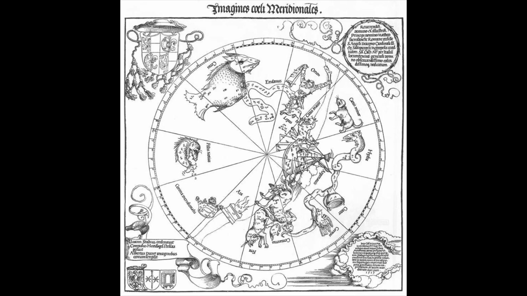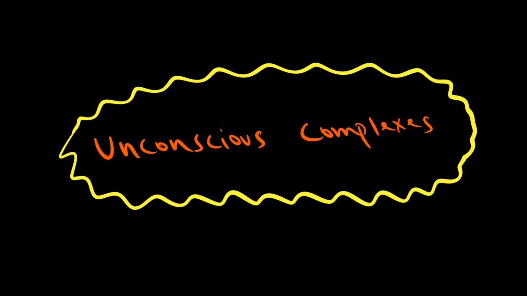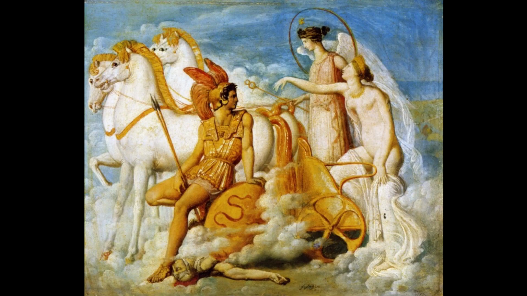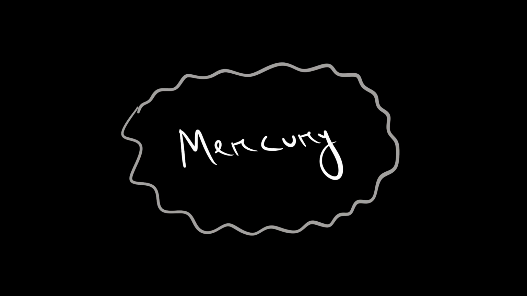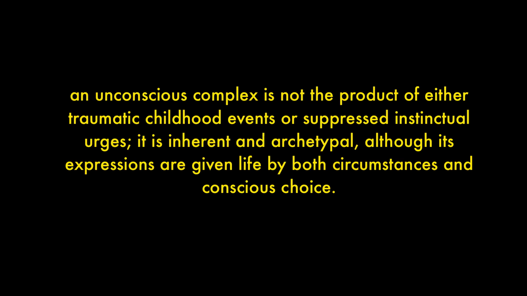Carl Jung also expressed his understanding that planetary configurations, the planetary gods, in dynamic relationship to each other, symbolize unconscious complexes, which are expressed imaginally through the mythic narratives that portray in symbolic form the structure and teleology of the complex. The animus, according to Jung, personifies the unconscious masculine aspect of the female psyche. It is symbolized in part by the planet Mercury, which threatens the instinctual female qualities of the moon through the tension of the difficult angle between them. Viewed in this way, an unconscious complex is not the product of either traumatic childhood events or suppressed instinctual urges. It is inherent and archetypal, although its expressions are given life by both circumstances and conscious choice.